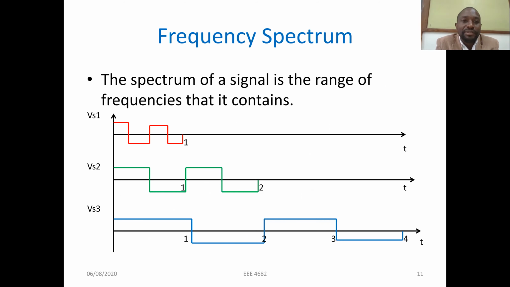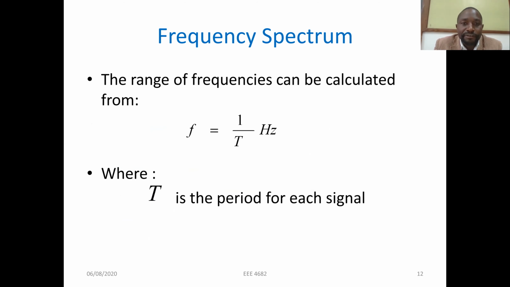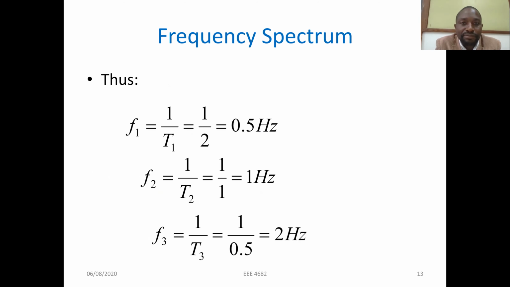For example, you have the first signal there, VS1, and VS2, which is the second signal, VS3. Each of these signals will be transmitted at a given frequency, given by F equals 1 over T. So when we calculate for the first one, you've got F1 equals 1 over T1, which is 1 over 2, 0.5 Hz. F2 will be 1 over T2, which is 1 over 1, 1 Hz. And F3, you've got 1 over T3 equals 1 over 0.5, which gives you basically 2 Hz.